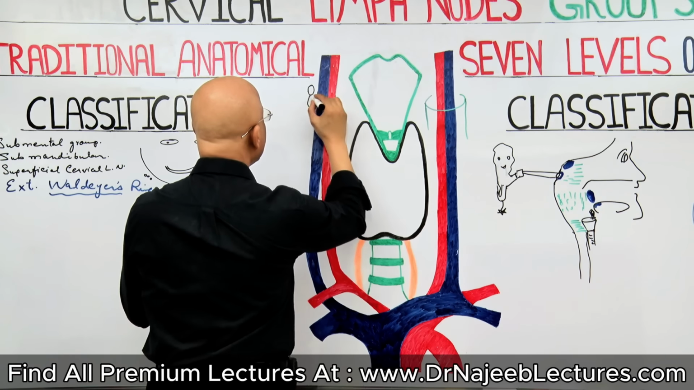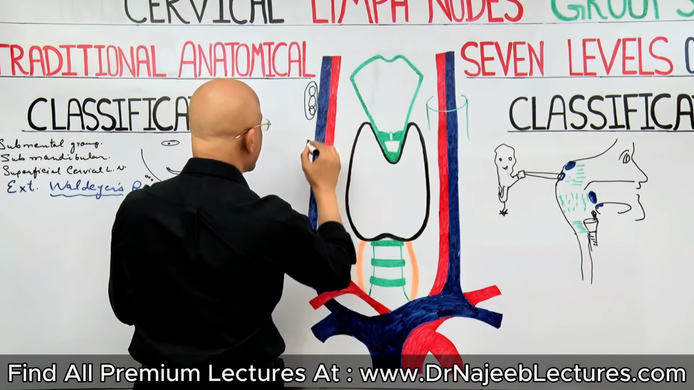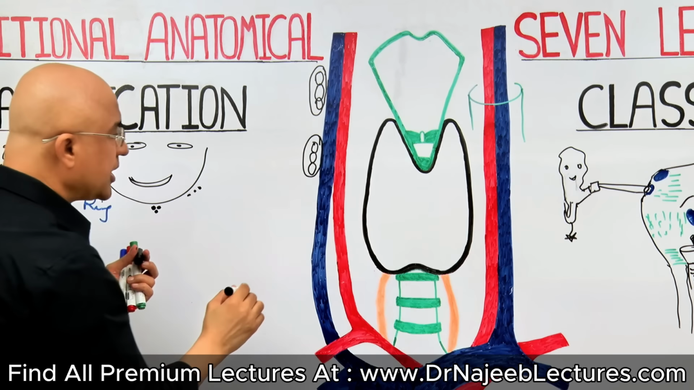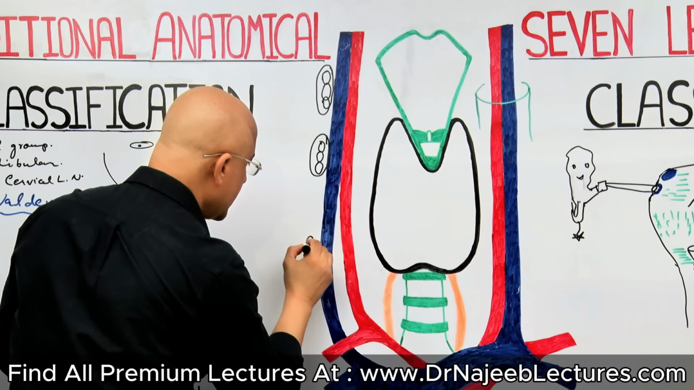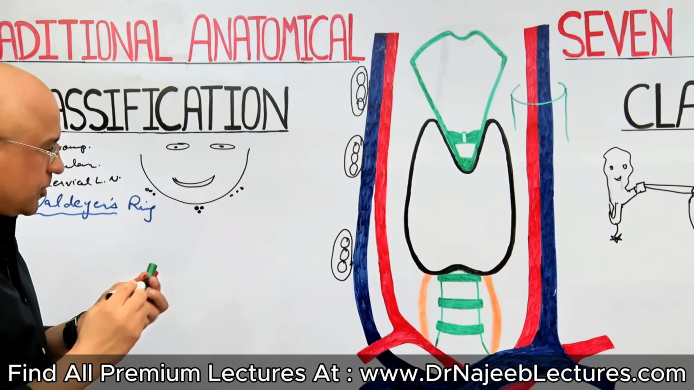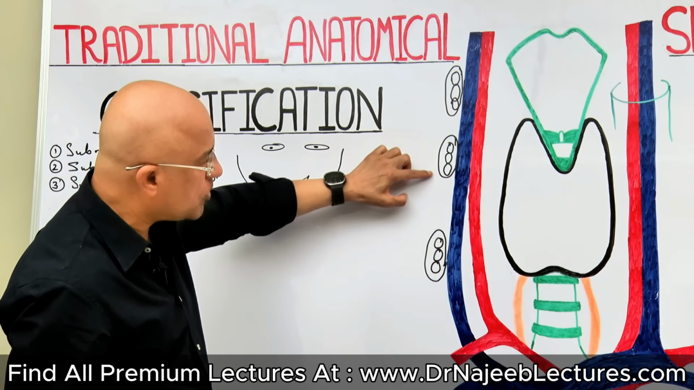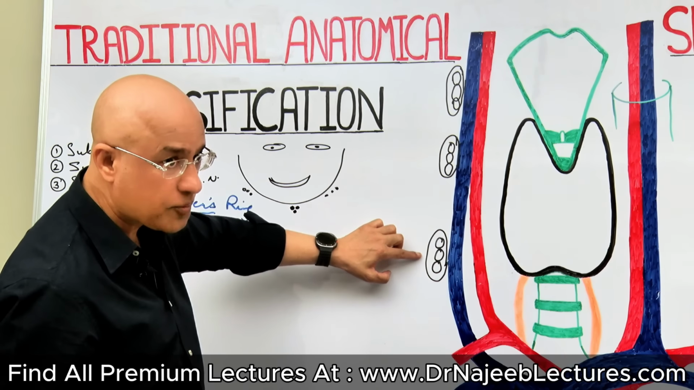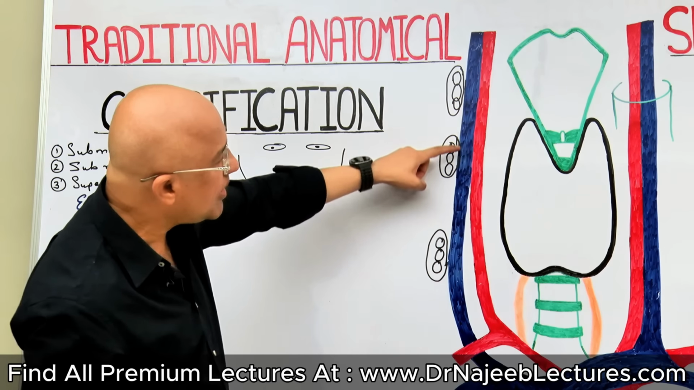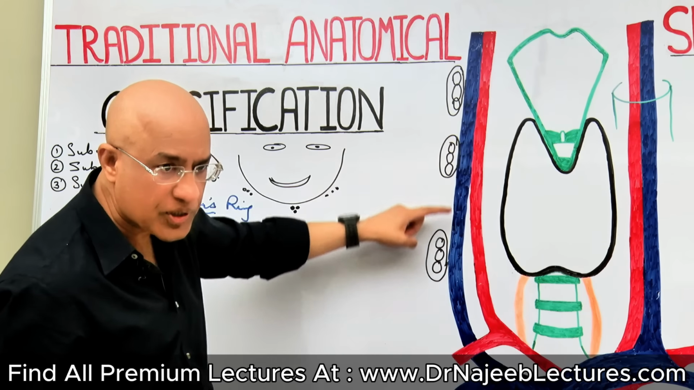Suppose one group here, this is upper group or superior group, then there is second group which is middle group, and of course then there should be inferior group or lower group. Now this group of lymph nodes, again I am repeating, it's worth repeating, many lymph nodes running along the internal jugular vein, right? And they are within the carotid sheath, right?